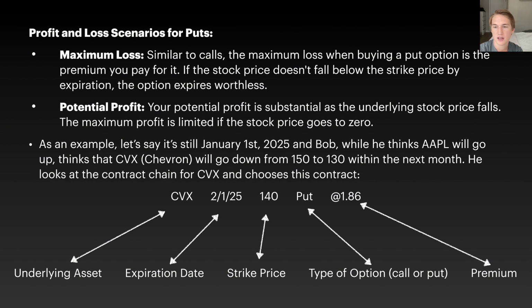Type of option is a put because he believes the stock price is going to go down, and the premium he paid is $186 for that contract.